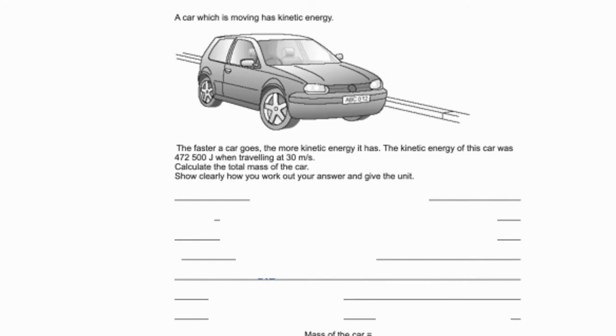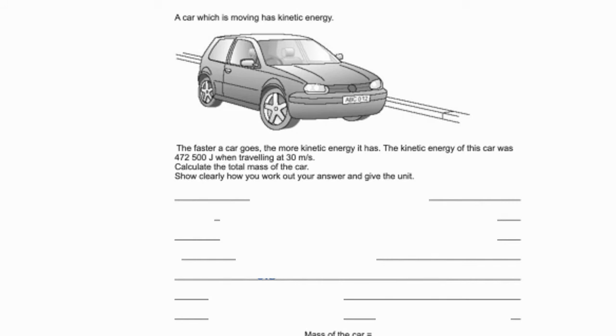So let's look at one more example. A car which is moving has kinetic energy. The faster a car goes, the more kinetic energy it has. The kinetic energy of this car was 472,500 joules when traveling at 30 meters per second. Calculate the total mass of the car. Show clearly how you work out your answer and give the unit.